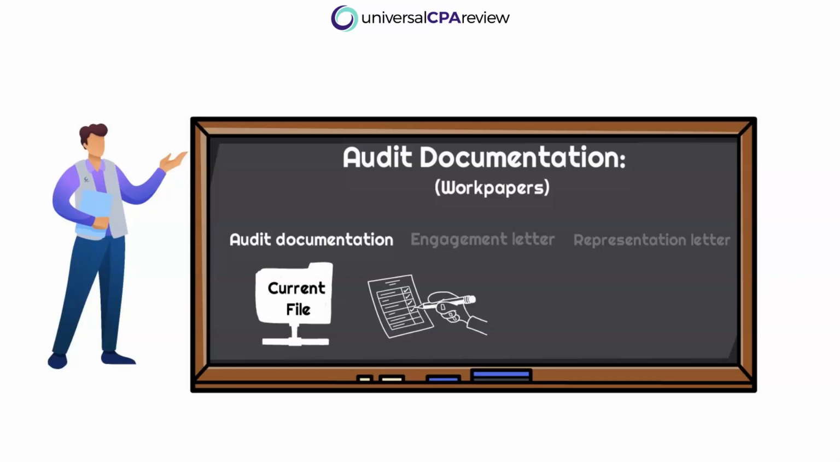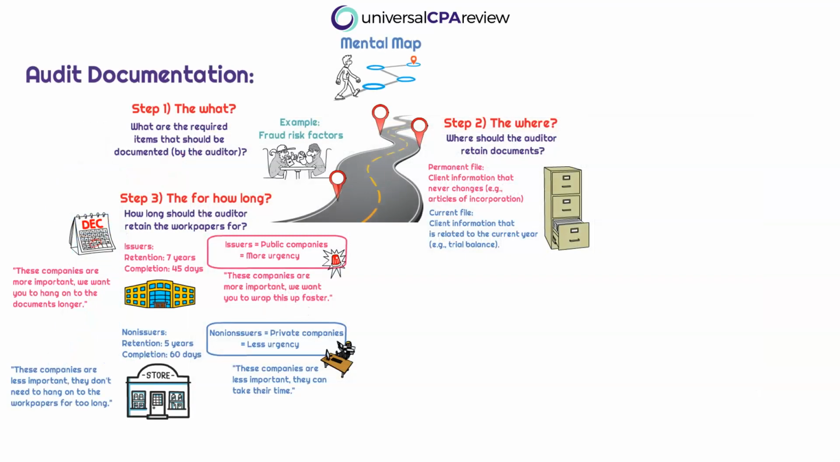Okay, we see a task-based simulation at the Prometric Center. We're scanning, boom. We identify this as an audit documentation task-based simulation. So now we're thinking back and we're building our mental map, right? Never any need to panic.